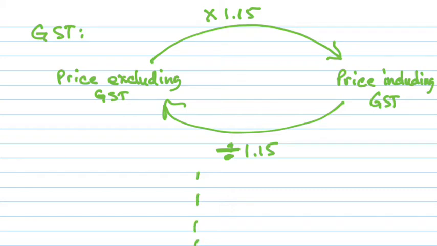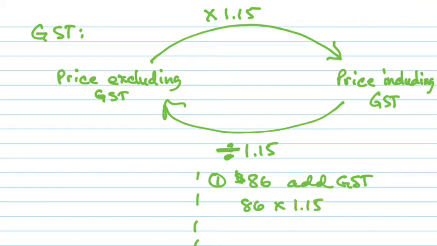So let's just say, like number one, we have $86, and they're asking us to add GST. A little misleading. That just means that this is the price excluding GST. We want the price including GST. It has nothing to do with addition. So we're simply going to take 86 times, what's our multiplier? 1.15. And somebody want to do that and give me an answer, please?